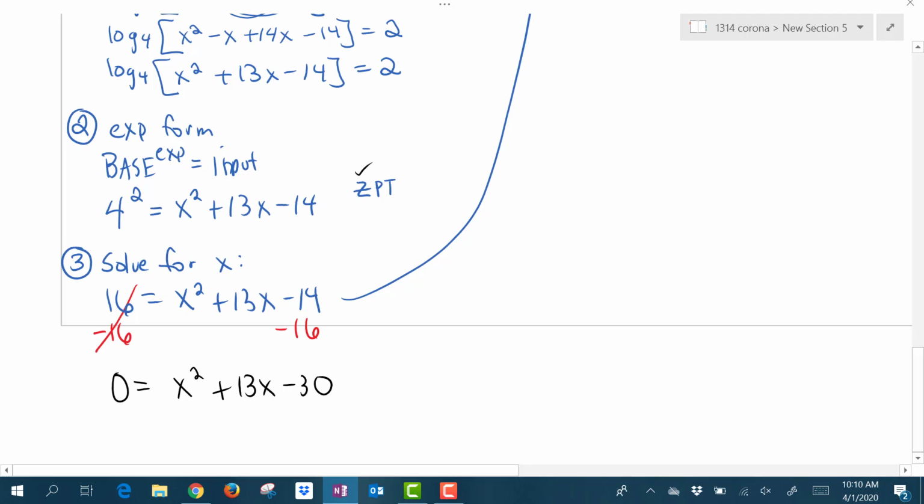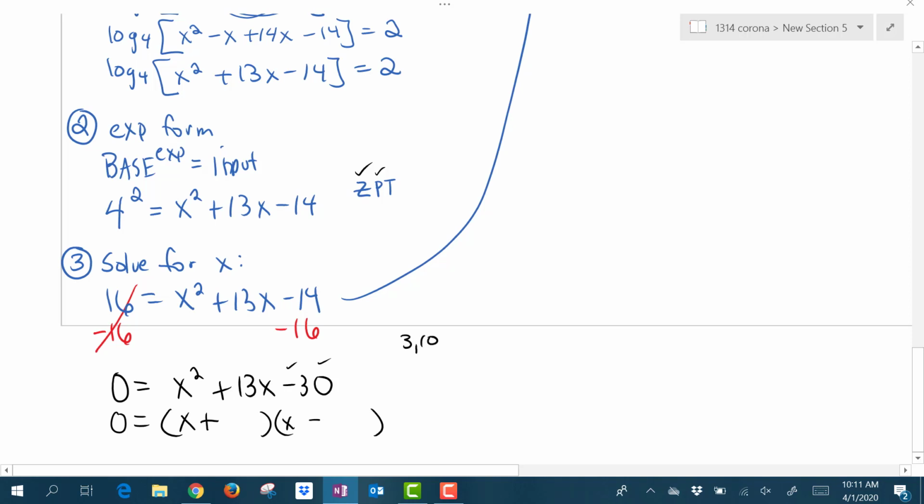Alright, so we got the 0 by itself on one side. The next thing I want to do is find the product, which means I need to factor this. So you need to know how to factor a trinomial. That would be x and x, so first times the first has to give me the first. My signs have to be opposite, so I'm trying to get this negative 30.